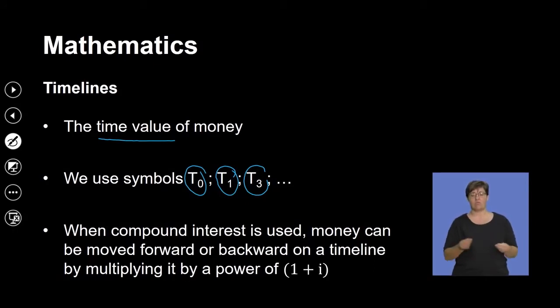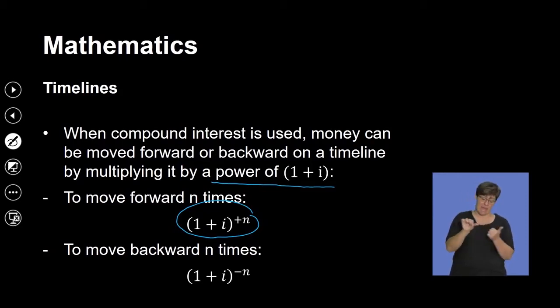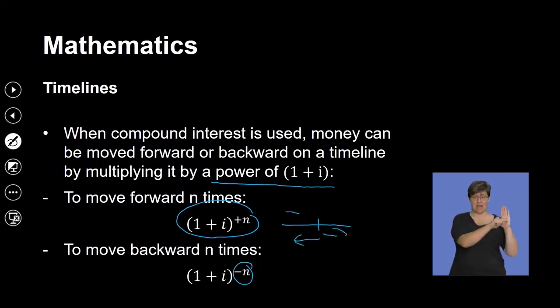Now, when compound interest is used, the money can always be moved forward and backwards on a timeline depending on what the interest is all about, and also depending on whether you are taking out money or putting in money. But what this means specifically is that when you're moving forward n times, you multiply by 1 plus i to the exponent of n, and the n must be positive, because remember we said you multiply by the power of that. But if you're moving backwards, it will then be a minus. So remember that on a number line, guys, going to the left, it's always a minus. Going to the right, it's a plus.